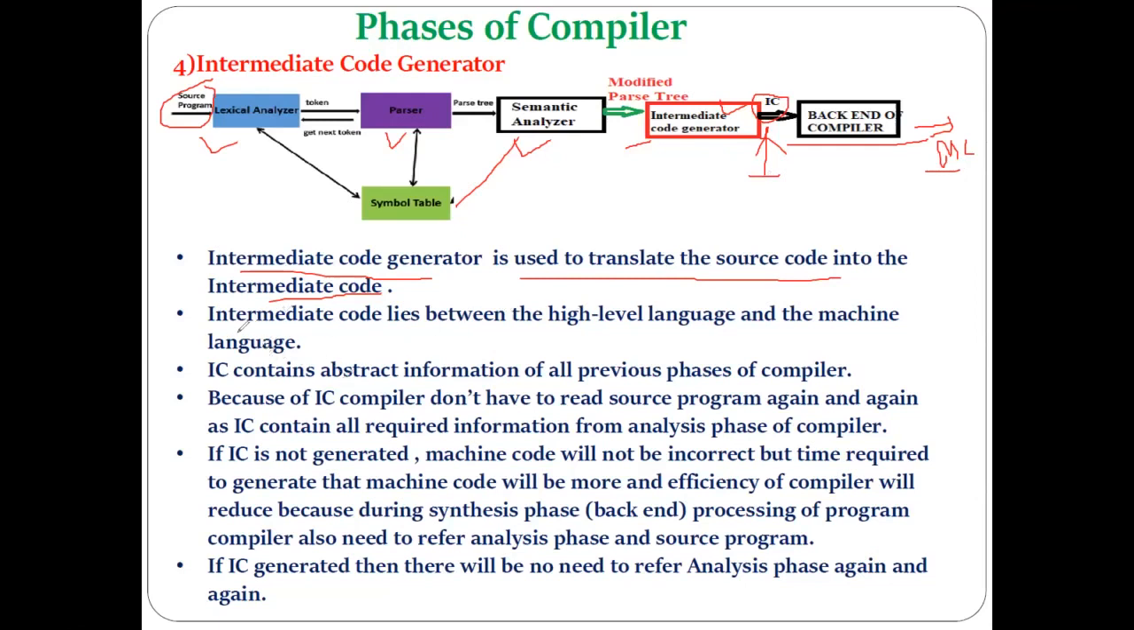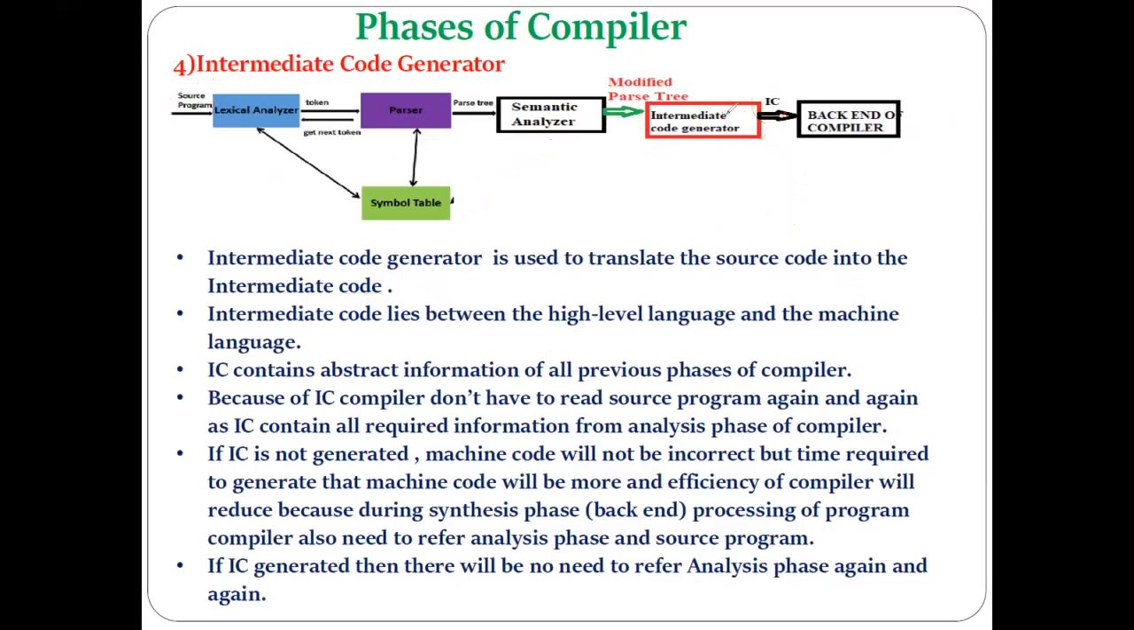So that is the reason I have mentioned that the intermediate code lies between the high level language and the machine language. For example, you are writing a C program. The C program is your source code, and for that C program the intermediate code will be generated, and using that intermediate code, finally the machine code will be generated. So between the source code and the machine code, an intermediate code will be generated in the fourth phase of compiler.